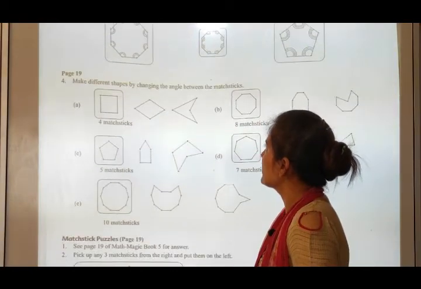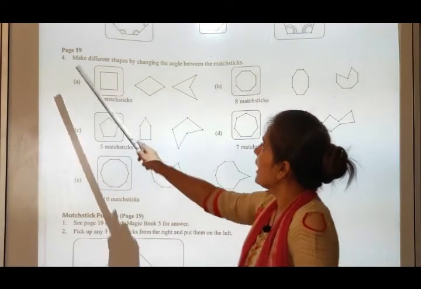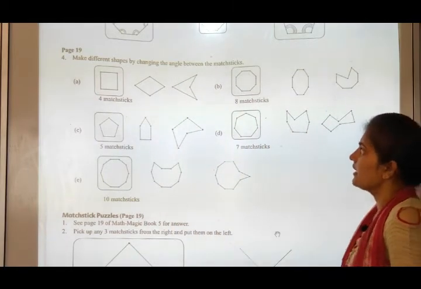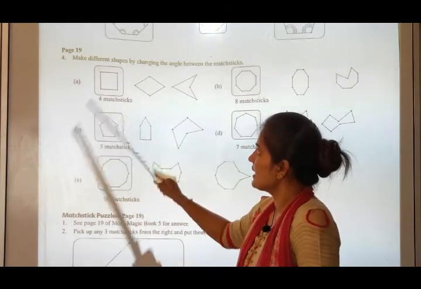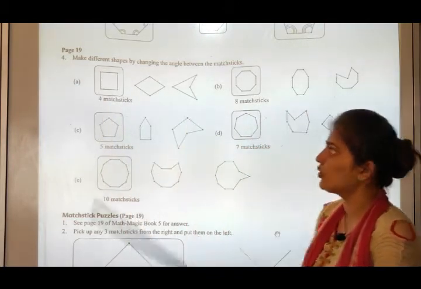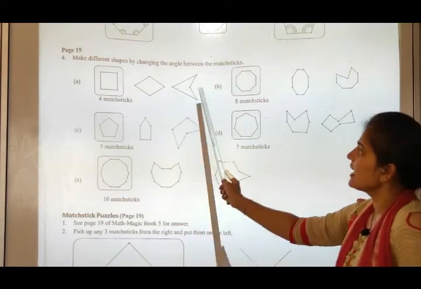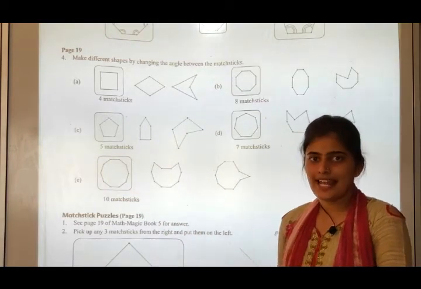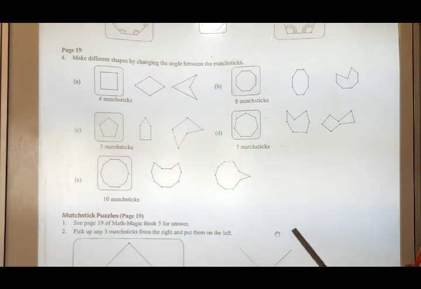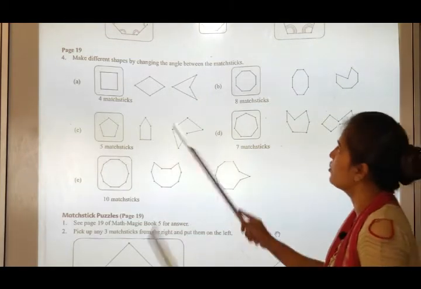Here in your textbook, matchsticks are given that make different shapes by changing the angle between them. Here 4 matchsticks are there and a square is made. This is given to you, and you have to make 2 other shapes which also have 4 sides. Same as we did earlier with different shapes, you have to do the same thing over here. I will show you 2.